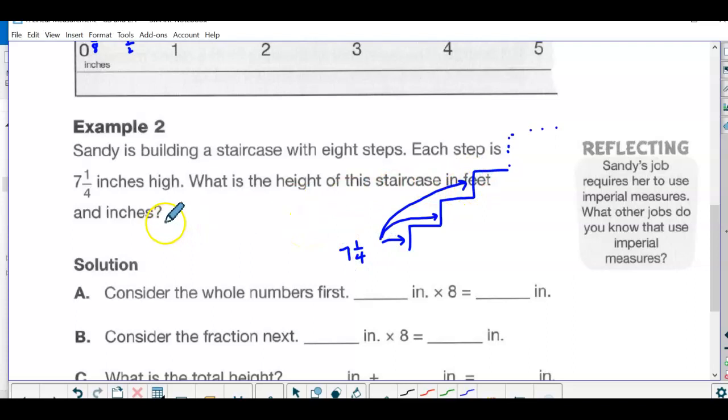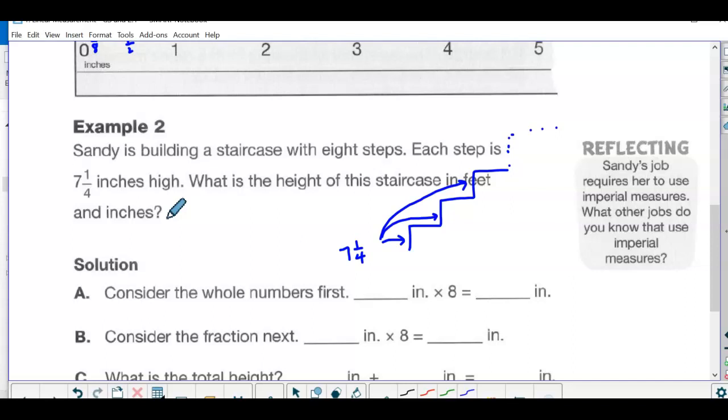So when it asks for that, it doesn't mean give it in feet and then give it in inches. It means say it's 10 feet 3 inches, just like a lot of us say our height. My height is 5 feet 3 inches. That's how I say it in the imperial system.